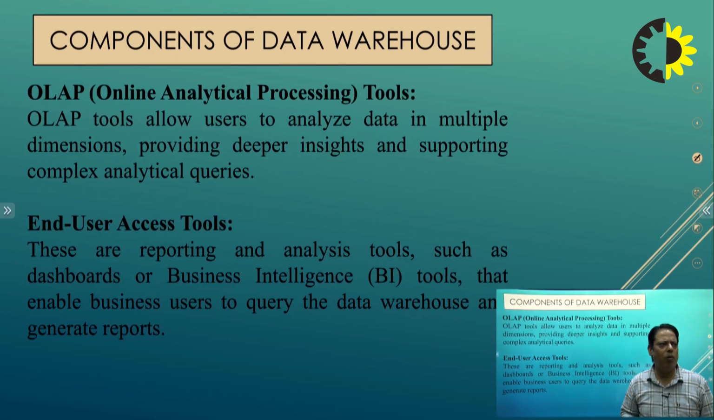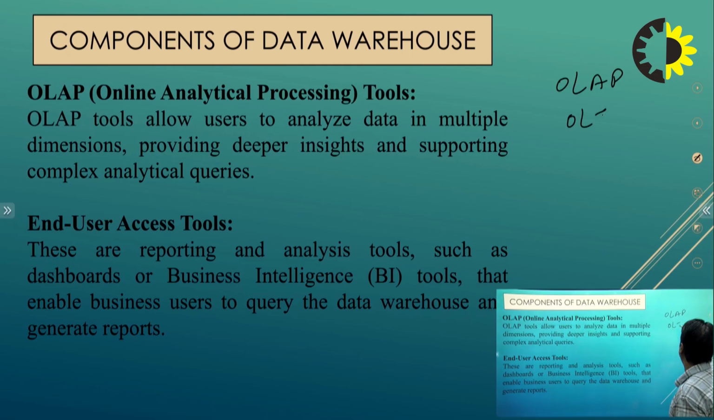Next component is online analytical processing tools. Basically, two types of tools are used in the data warehouse and DBMS: OLAP and OLTP. OLAP tools are used to analyze data in multiple dimensions, providing deeper insights and supporting complex analytical queries. If you use decision-making support systems, and you need to fetch important and valuable information from the database, we use the analytical processing system and tools.